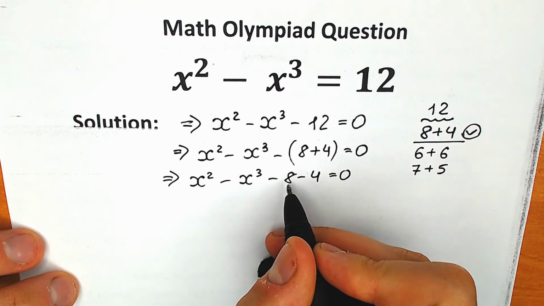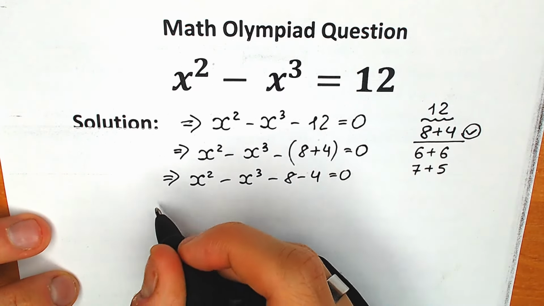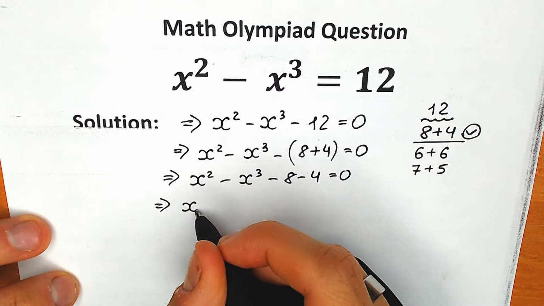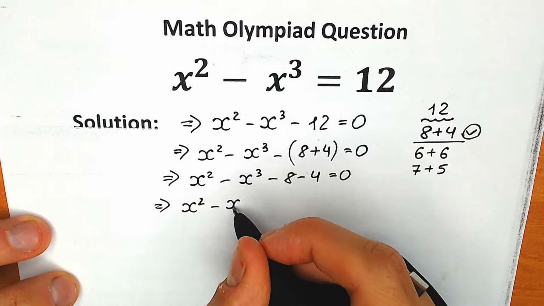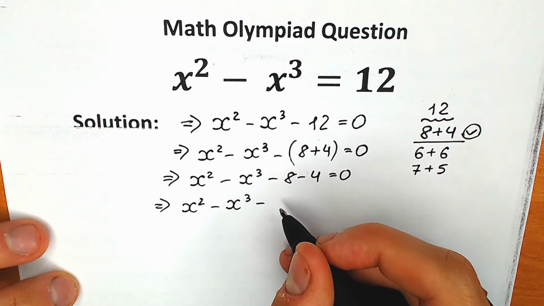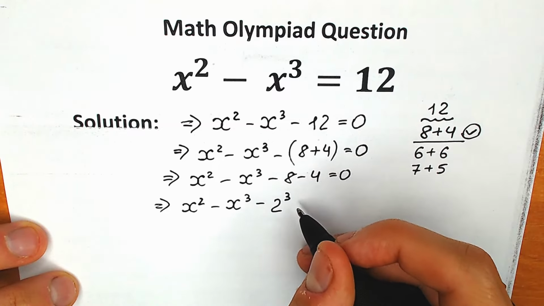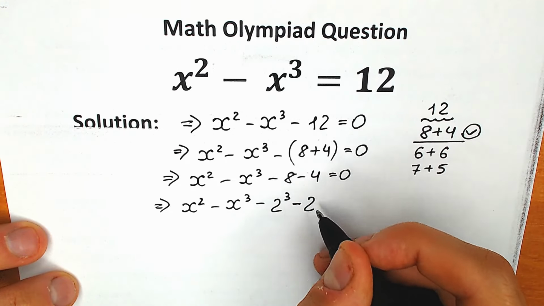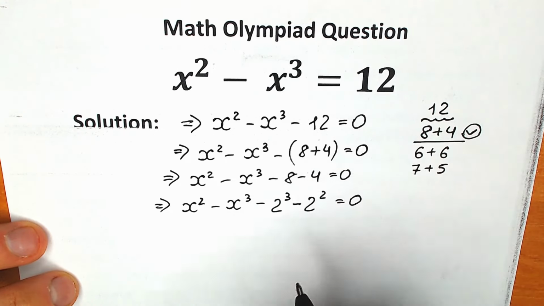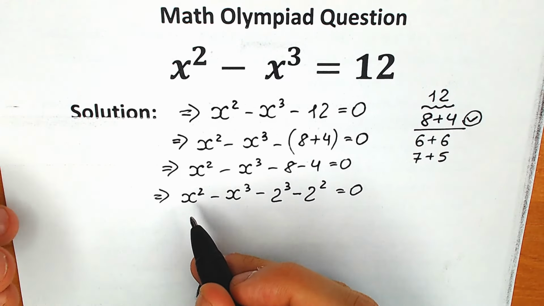This 8 can be written as 2 cubed. Let's do it right now. So we have x squared minus x cubed minus, instead of 8, we write 2 cubed. And instead of this 4, we write 2 squared, so minus 2 squared.